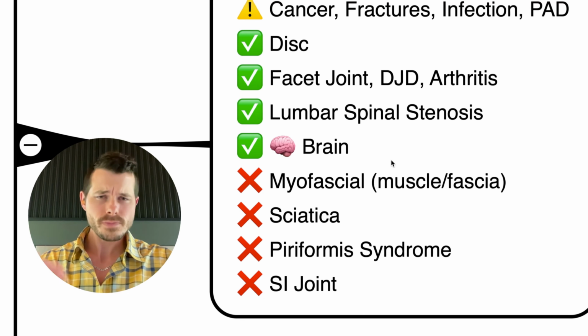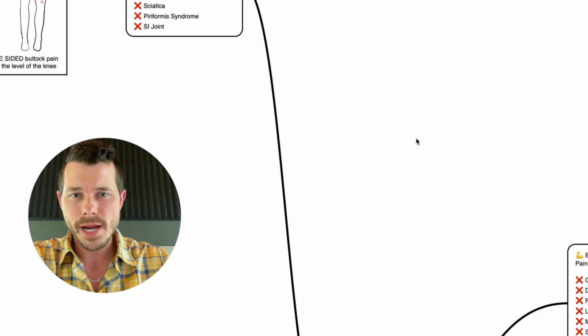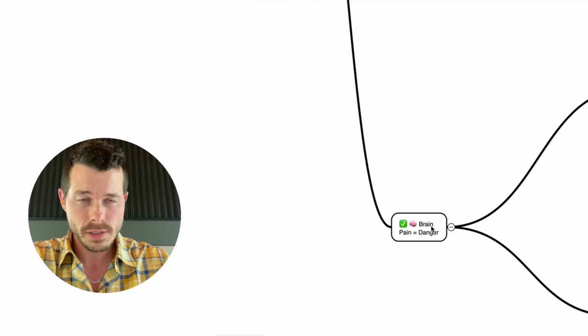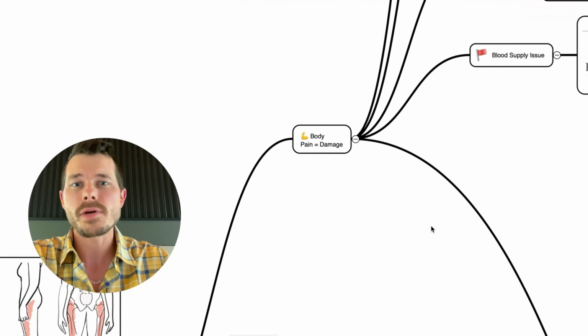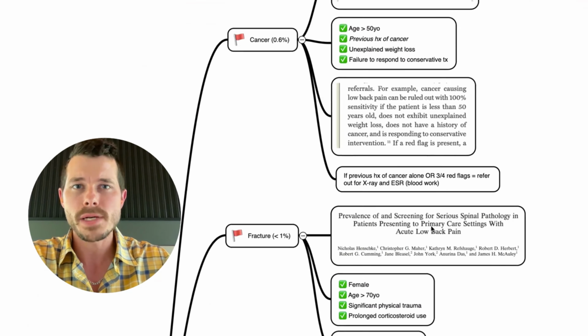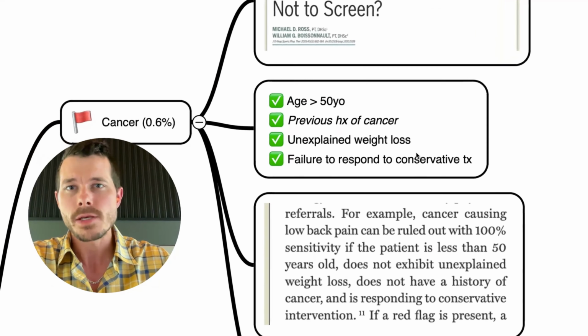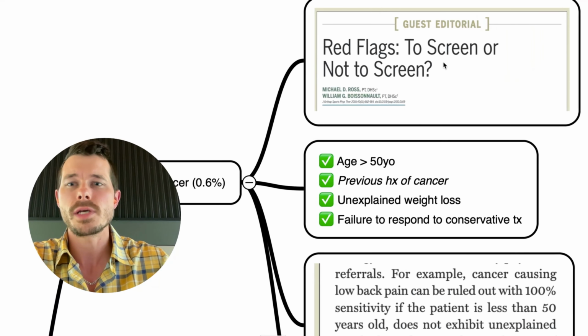Okay, so, fork in the road. Body can cause pain in this area. Brain can make a bit of a mistake and also cause very real pain in these areas. Let's talk about the body first. So we want to rule out big, ugly, scary things. How do we do that? You can see my resource here in case you care to check it out.